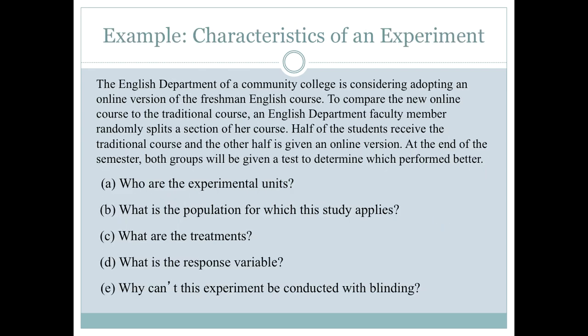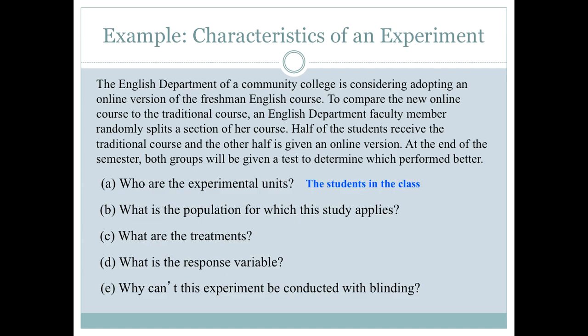So let's look at an example here. The English department of a community college is considering adopting an online version of the freshman English course. So to compare the new online course to the traditional course, an English department faculty member randomly splits a section of her course. So half of the students receive the traditional, the other half are given an online version. And then at the end of the semester, both groups are given a test to determine who performed better.